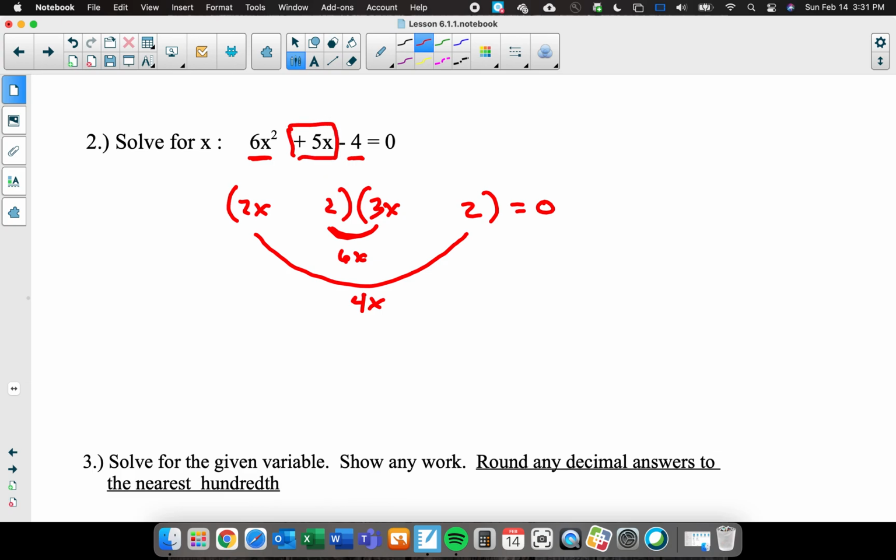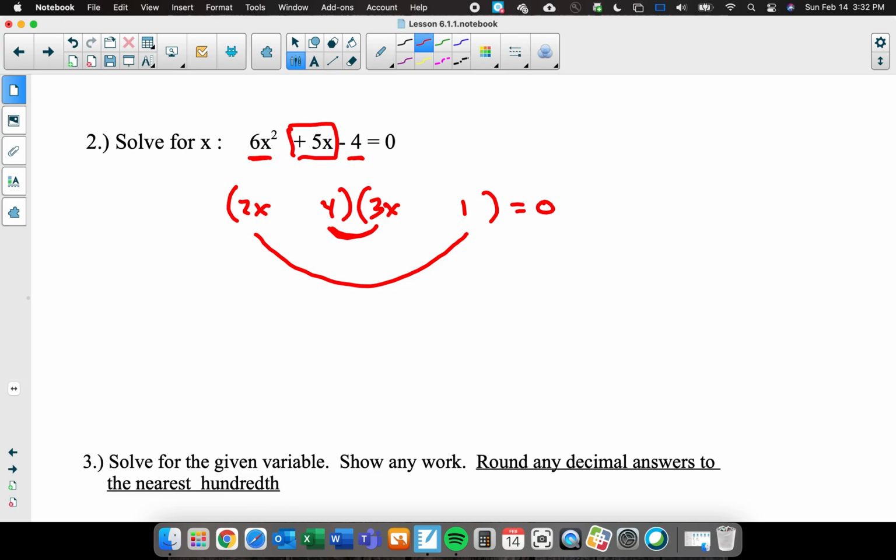In this case, the answer is no. There's no way from 6x and 4x, making them positive, negative, any of that, that's going to work out. So we go back, and since that didn't work, normally we would flip-flop the two numbers, but since they were the same numbers, that's not going to work. So instead, let's try 4 and 1.